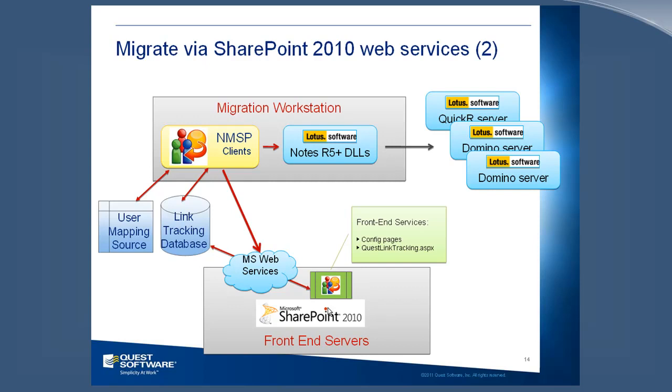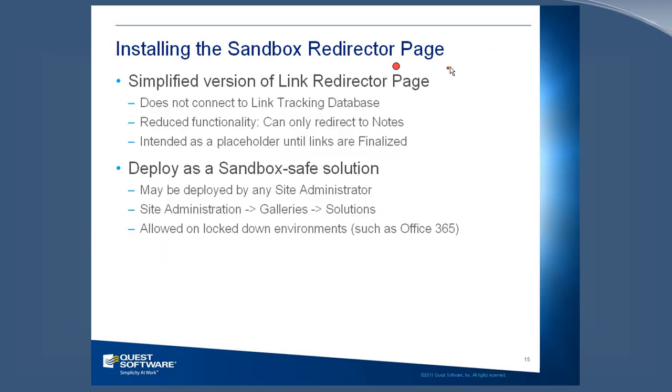So if you can't even do that, if your environment is locked down so you can't even do that, we have one other solution, and that is a sandbox version of that redirector page. In SharePoint 2010, the sandbox is a way for you to write very restricted code solutions, and restricted means it can't do certain things. For example, you can't connect to external databases. So this version of our link redirector page does not connect to the link tracking database, and therefore it can't really redirect you to the new SharePoint locations. It can only redirect you to notes. Well, what good is that?